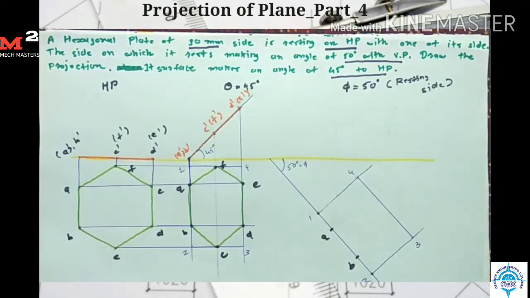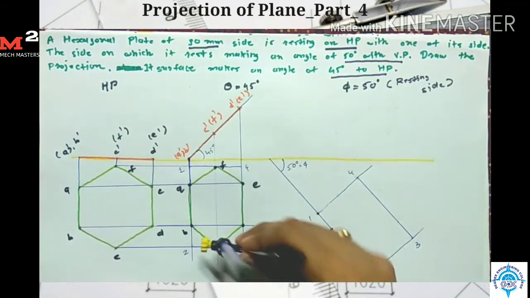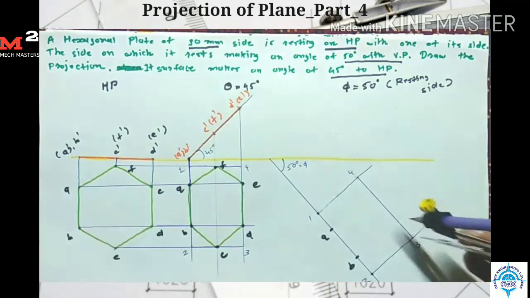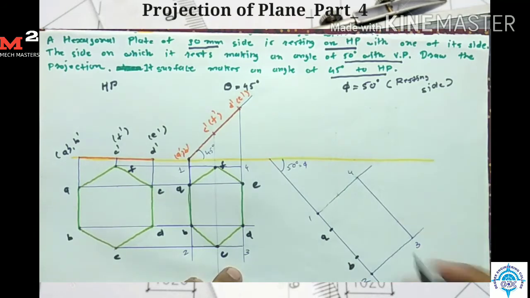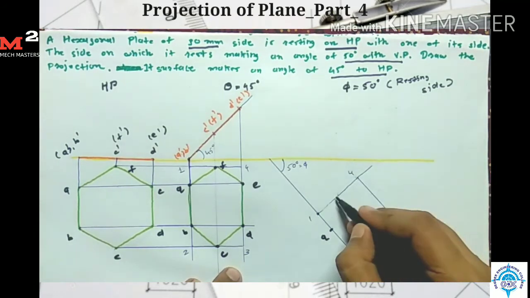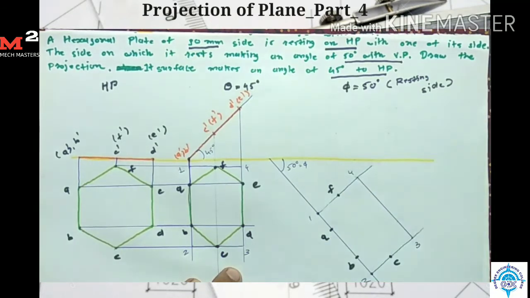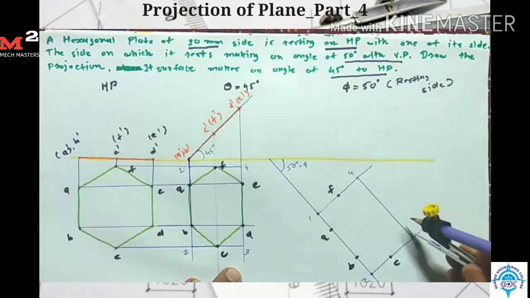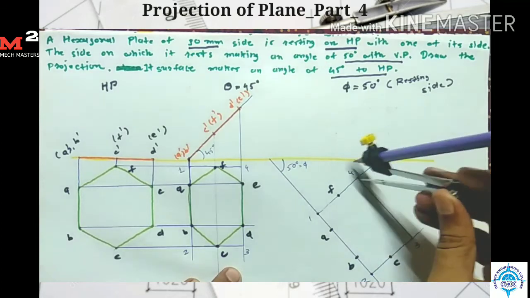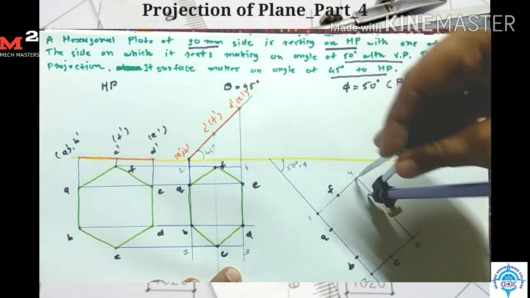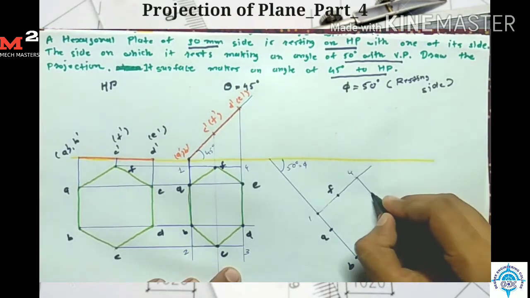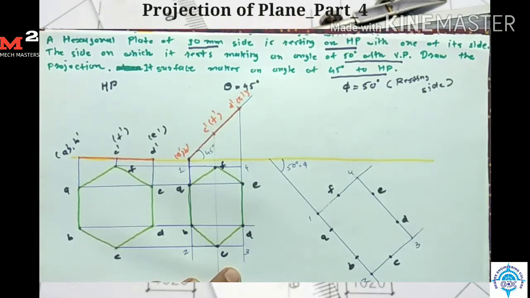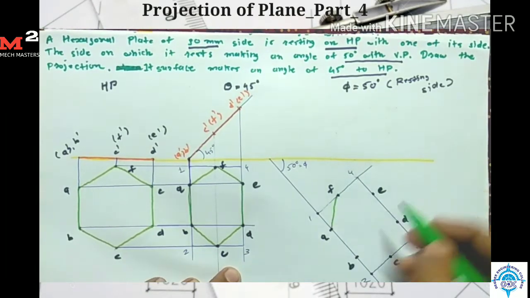Okay, now for getting point C, I take the distance 3 to C here and from 3 I draw one arc here and one arc here. Okay, so here I get my point C and here I get my point F. Okay, now for getting points D and E, I measure this distance 3 to D, and from 3 I draw one arc here, and from point 4 I draw another arc here. Okay, so here I get my point D, and here I get my point E. Okay, so after connecting these points, I get my hexagon here.